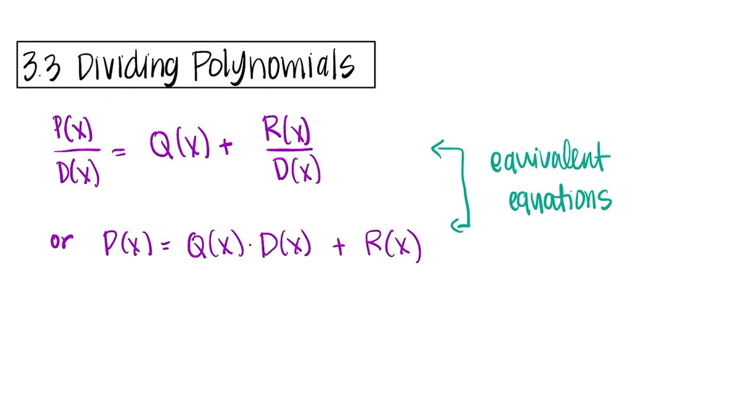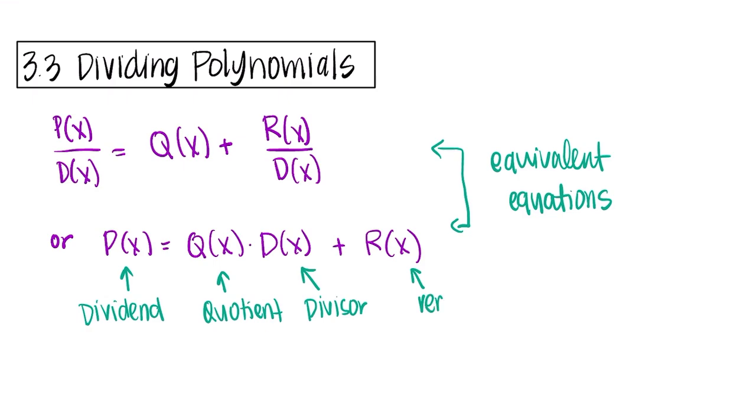One other thing with this, this P of X is also called the dividend. When we're dividing, the dividend is the thing that we're dividing into pieces. The Q of X is the quotient. D of X is the divisor, that's what we're dividing by. And then R of X would be your remainder.